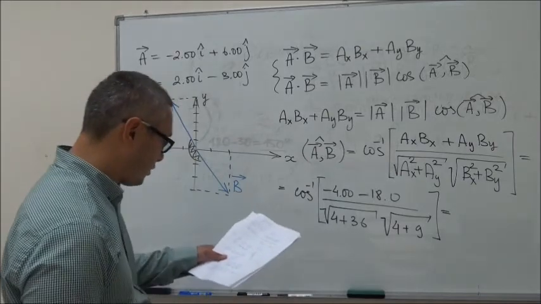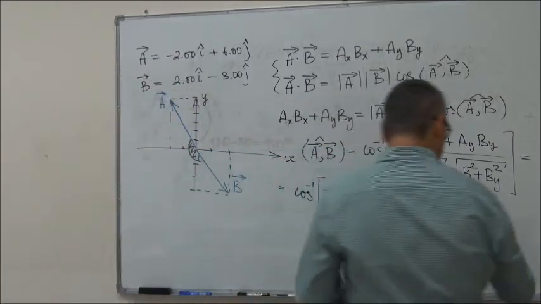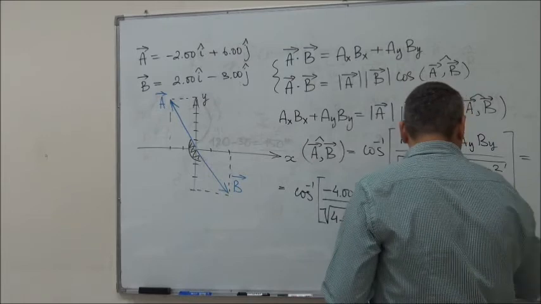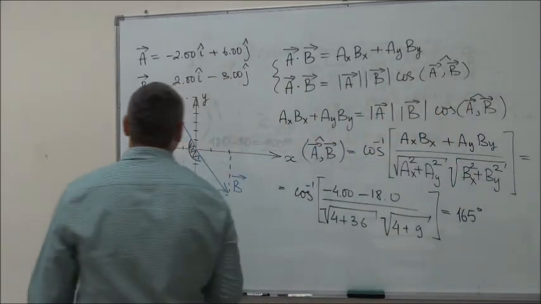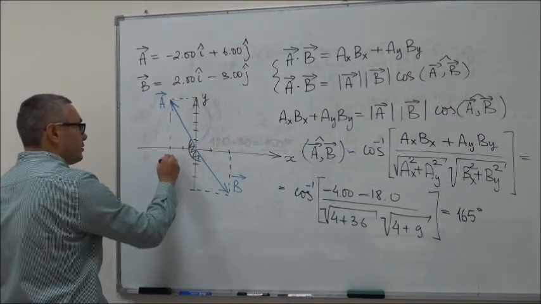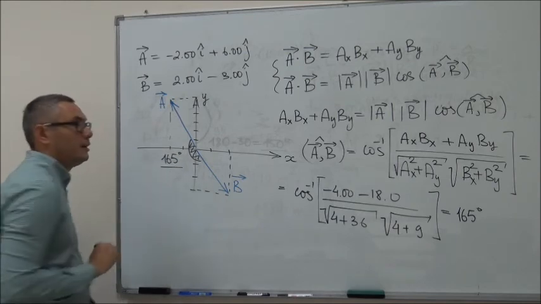If you do the calculation correctly, then you should get 165 degrees for the angle between the two vectors. So this angle happens to be 165 degrees.